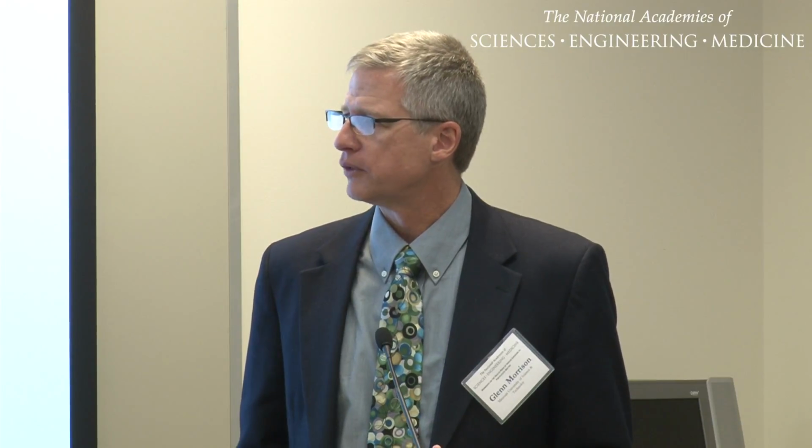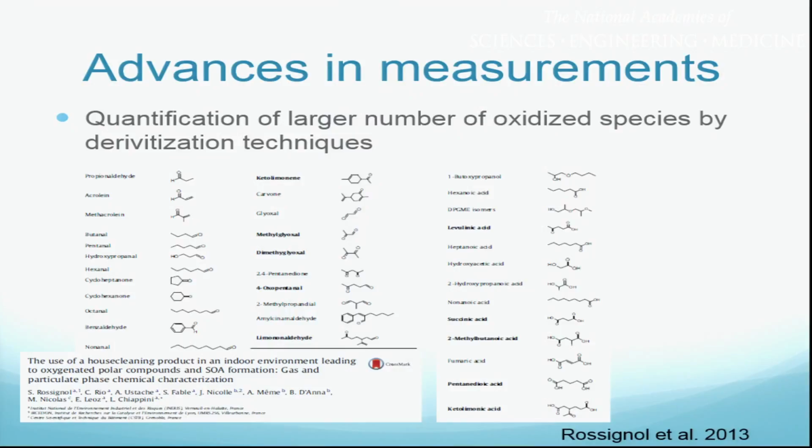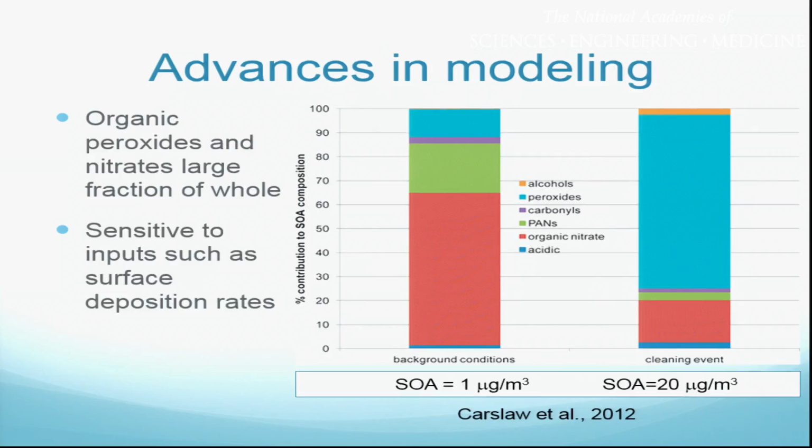So in measurements, one of the advancements we've seen is the application of derivatization techniques to expand our understanding of the composition of aerosols generated by this chemistry. This was a paper in which they did some house cleaning, and the house cleaners release terpenes, which react with ozone. And the products you see here are just a few of the products that they analyzed and identified and quantified, not just identified, but quantified, in the aerosols generated by these events.